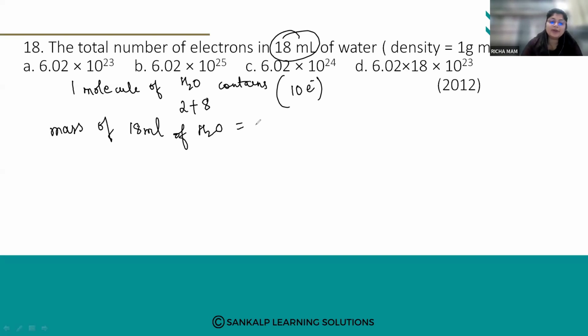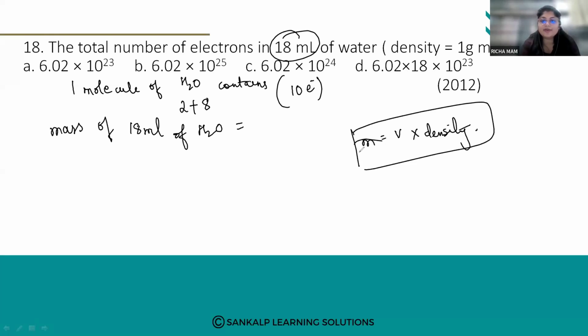So how are we going to calculate? Mass is equal to volume into density. We want to find out the mass. So mass is equal to volume into density. What is the volume, students? Volume is 18 ml. And what is the density of water? Density of water is 1 gram per ml. So what is the mass? Mass is 18 grams.